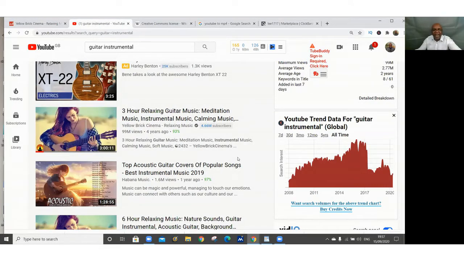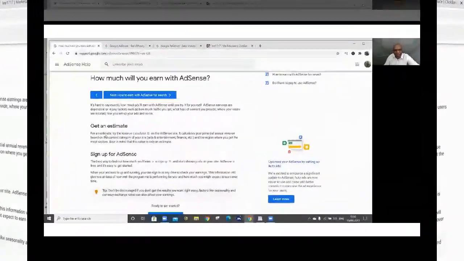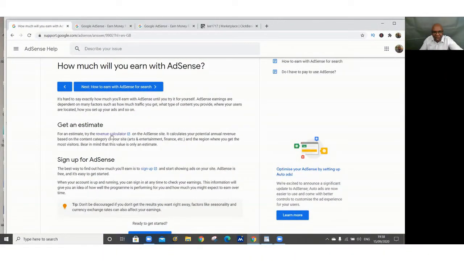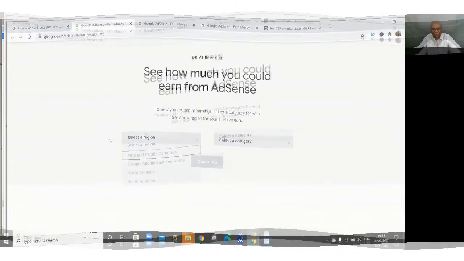So if you are in North America, you get a different rate. In South America, you are on a different rate. In Europe, Middle East, and Africa, you are on a different rate. How much will you earn with AdSense? For an estimate, try this revenue calculator. You can find a rough idea of what sort of amount you can get depending on where you are.